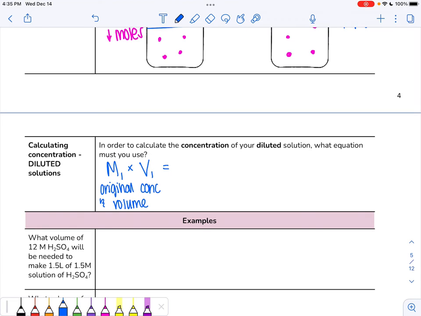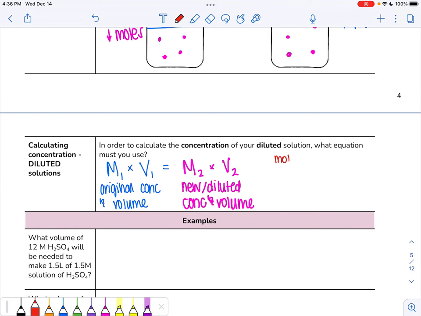So in that solution, I know that I have some number of moles dissolved in some volume of solution. If I'm just diluting it, the only thing I'm changing about that system is the volume. I'm not changing the amount of stuff that I have dissolved. My number of moles isn't changing. So what I would consider then is the concentration of my new solution times the volume of my new solution. So this is new or diluted concentration and volume.